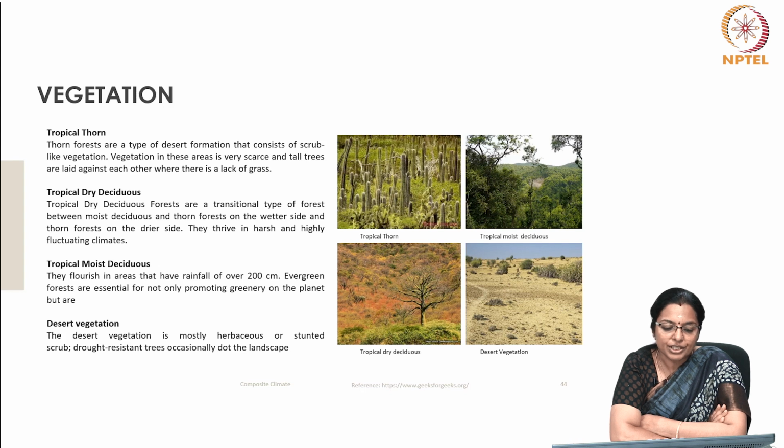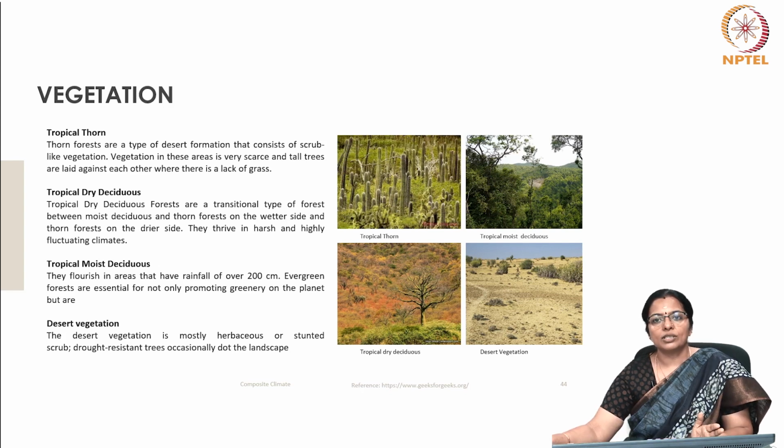Now, the vegetation here can comprise of a tropical thorn, which is thorn forest that are a type of desert formation that consist of shrub-like vegetation. Vegetation in these areas is very scarce and tall trees are laid against each other where there is lack of grass. Whereas the tropical dry deciduous, these forests are a transitional type of forest between moist deciduous on the wetter side and thorn forest on the drier side.